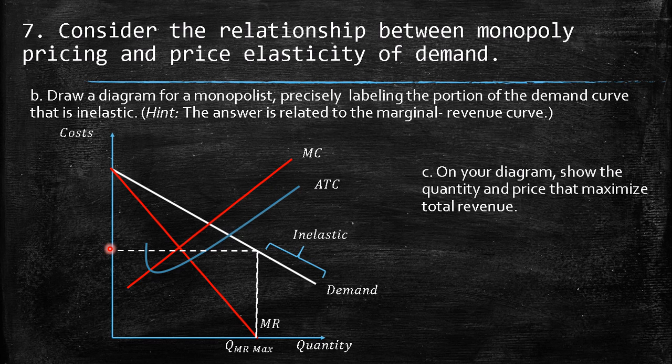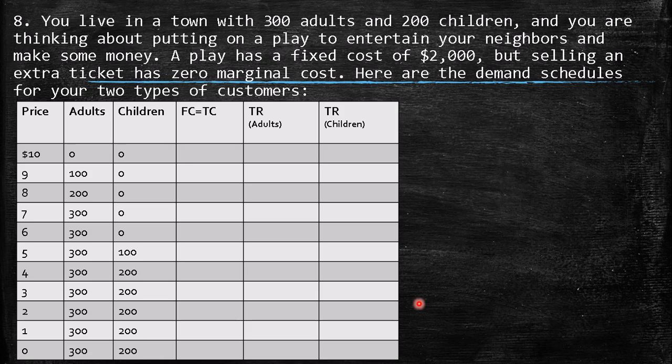This should be the price, and this should be the quantity, where the total revenue is the maximum one. Then the problem says, you live in a town with 300 adults and 200 children, and you are thinking about putting on a play to entertain your neighbors and make some money.